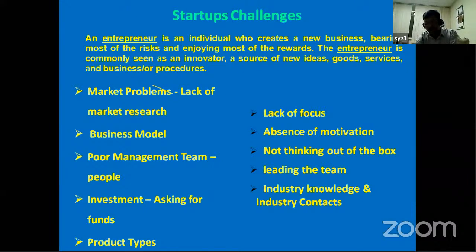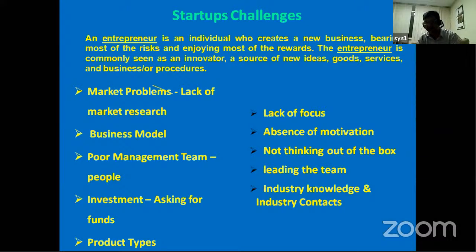In the same way, an entrepreneur is an individual who creates a new business, bearing most of the risk and enjoying most of the rewards. You see, when people think about business, they used to think about money, earning, but equally it has a risk, because of success or failure. That's why our dedication and our business model should be very perfect, with continuous monitoring, and you have to get the feedback for where you want to apply this.